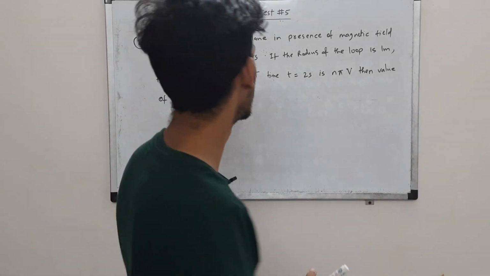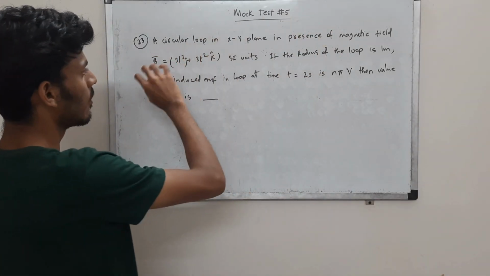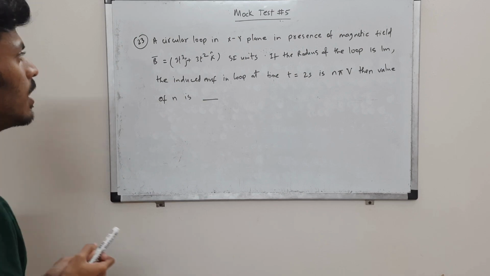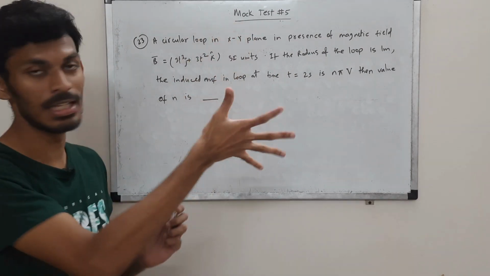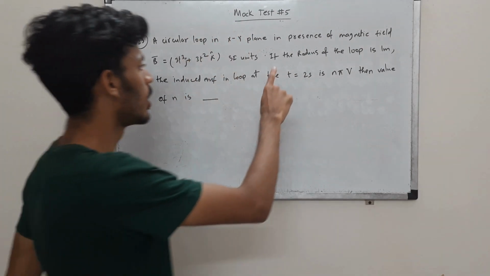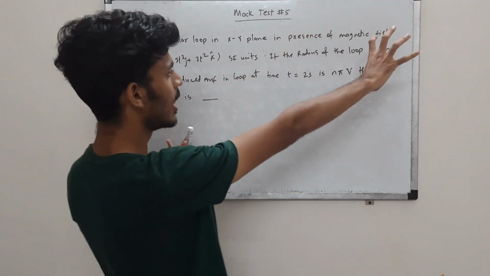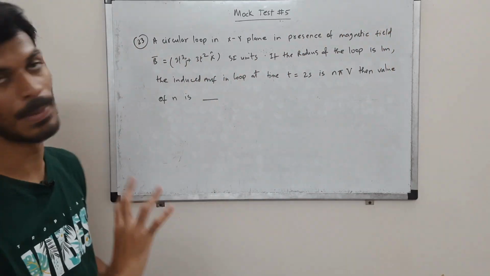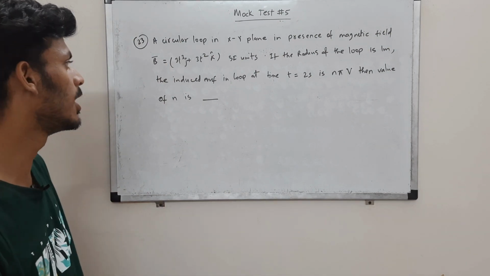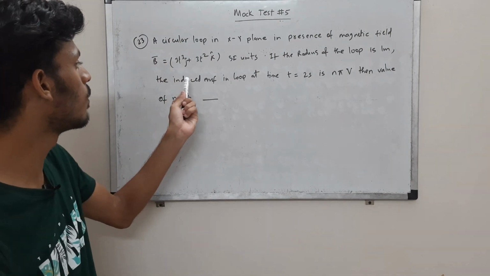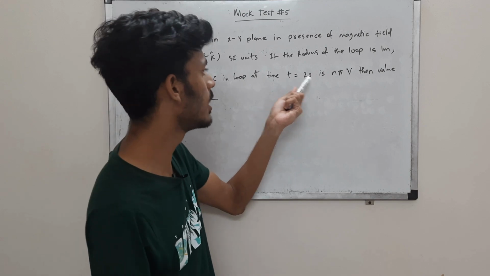Question 23: here we have a circular loop in the presence of a magnetic field. This magnetic field is variable. The circular loop is placed in the xy plane, which is also very important. If the radius of the loop is 1 meter, so basically the radius is kept fixed, but the magnetic field is varying, so there will be induced EMF. You are supposed to tell what is the induced EMF at t equal to 2 seconds.